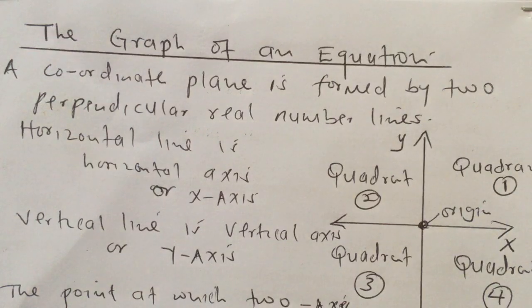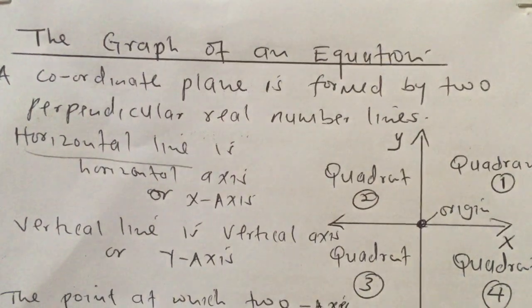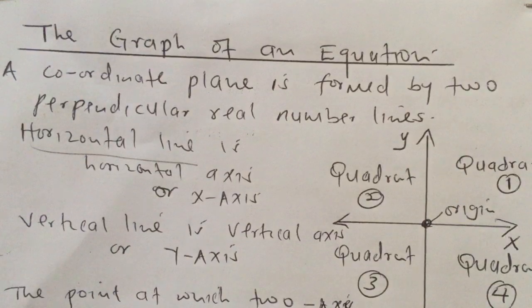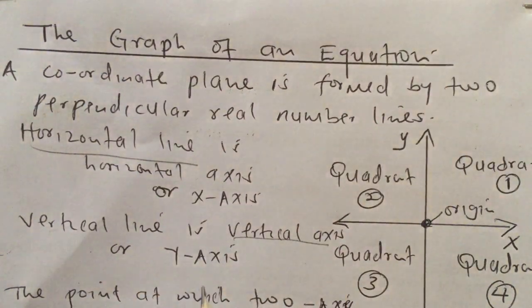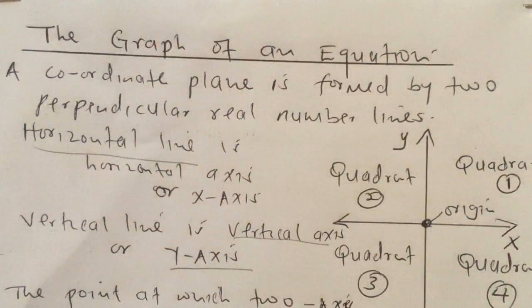So a coordinate plane is usually formed by two perpendicular real number lines. There is the horizontal line, which we sometimes refer to as the horizontal axis or x-axis. And then there is the vertical line, which we sometimes also refer to as the vertical axis or y-axis.